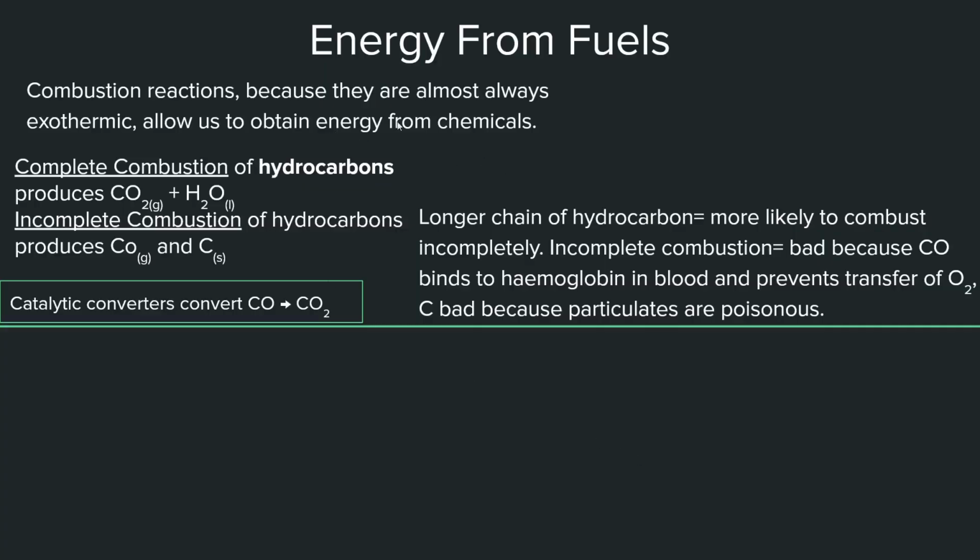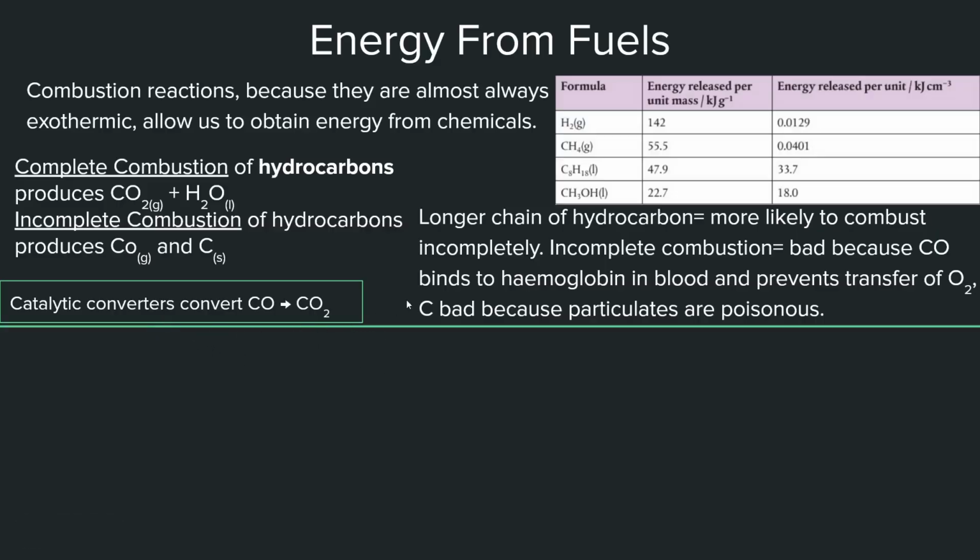So some environmental aspect that you need to know is that catalytic converters in cars can convert carbon monoxide to carbon dioxide. And then you're going to get here in this table 4 different types of fuels. We're going to have hydrogen gas, methane, I believe this is octane, and this is going to be methanol. And so you can see the energy released per unit of mass. So, hydrogen is going to have the most energy released per kilojoules per gram.